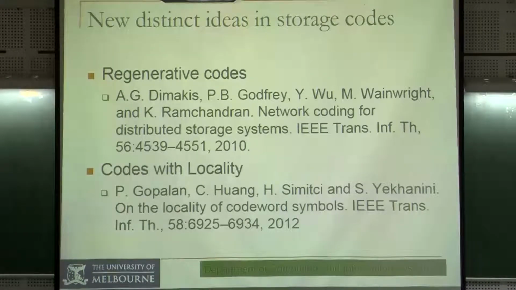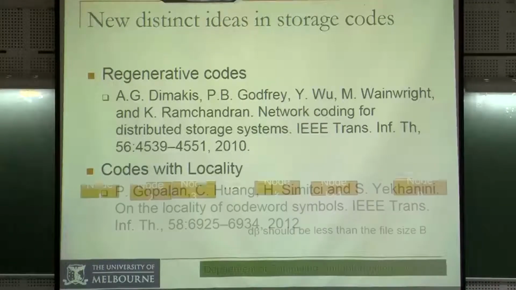Regenerative codes came from a paper by Dimakis and other people, which also got a best paper award. Another one is codes with locality. This is also a very influential thing. This kind of paper has lots of interesting ideas, and that requires further new ideas in coding and finite fields.